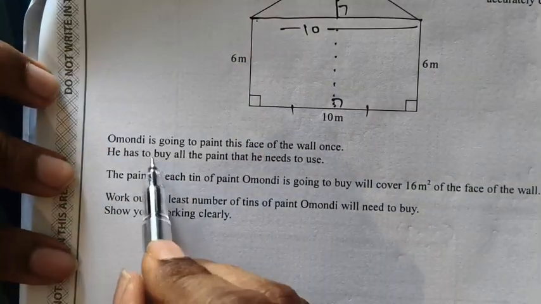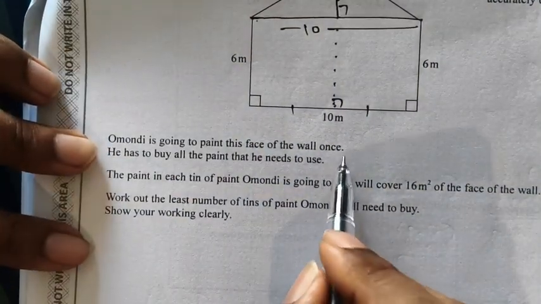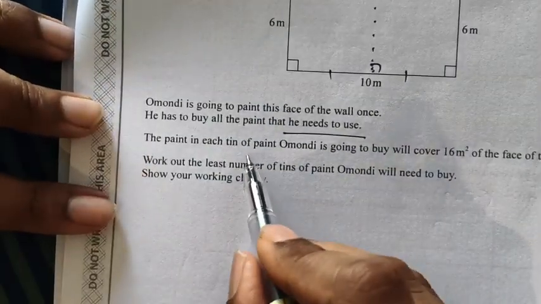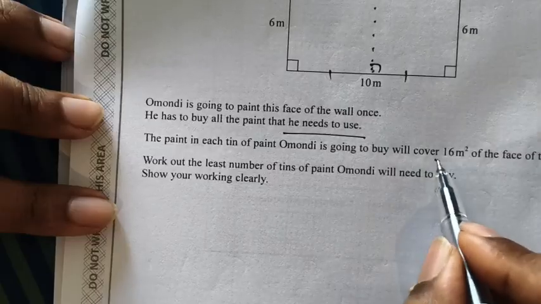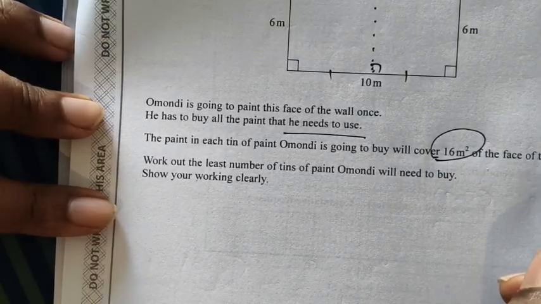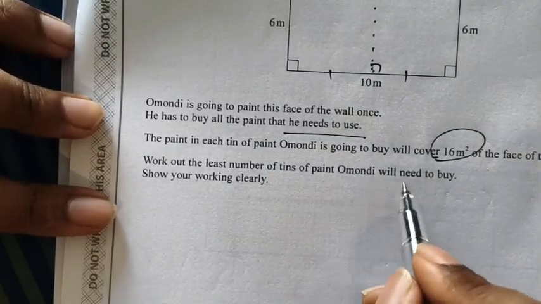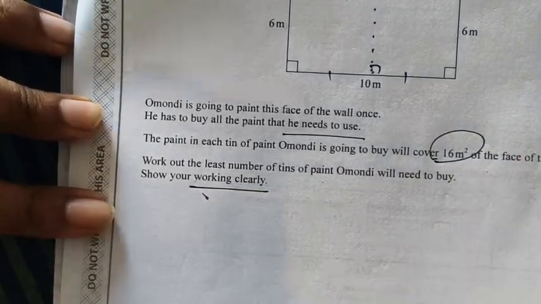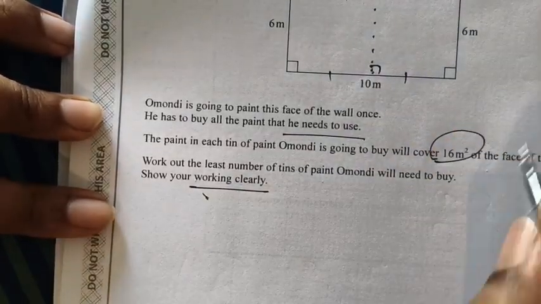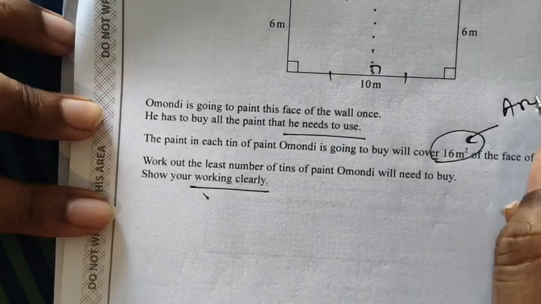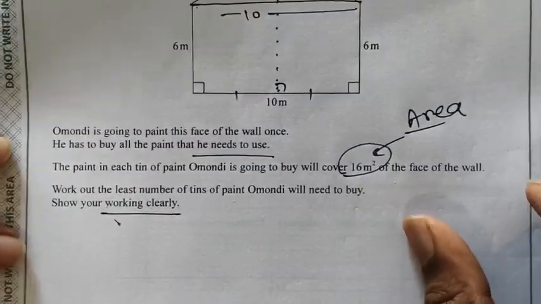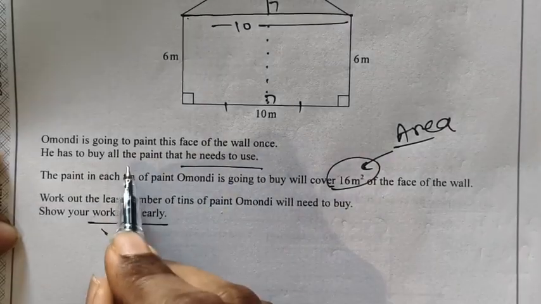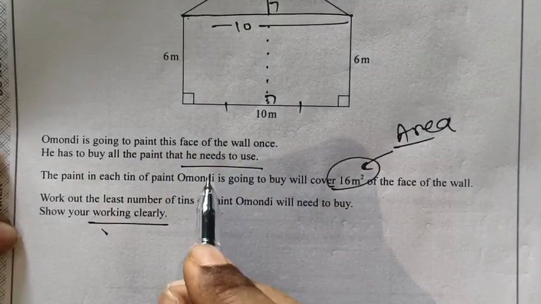So what they are saying is that Omondi is going to paint this wall once. He has to buy all the paint that he needs to use. Each tin of paint is going to cover 16 square meters of the face of the wall. Work out the least number of tins of paint Omondi will need to buy. Show your working clearly. What the question says, firstly, it is very clear it is meter square, which means obviously it is pertaining to area. Correct? Omondi is going to paint the face of the wall once. He has to buy all the paint that he needs to use.